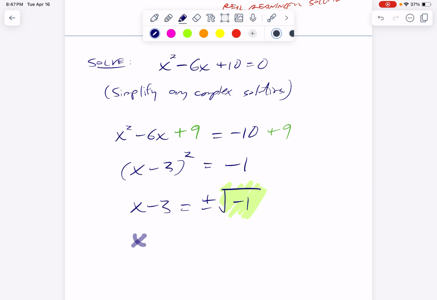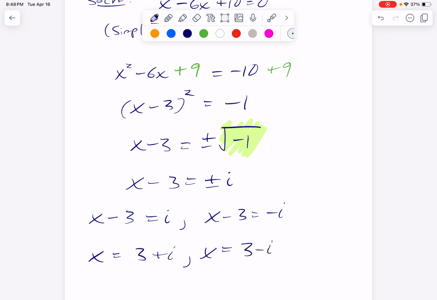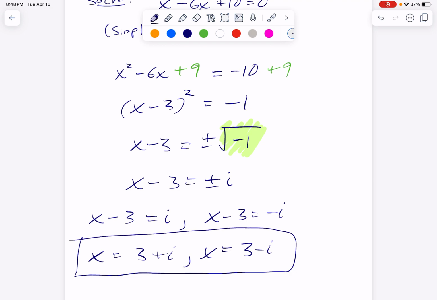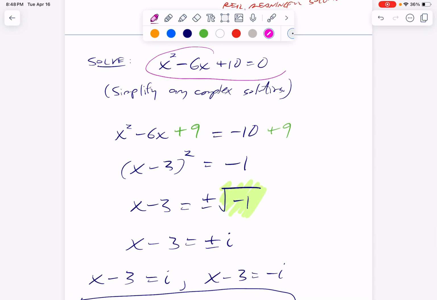We can say, all right, well, I have a name for that. I'll just call this i. And technically, there's a positive version of i and also a negative version of i. So maybe x minus 3 is i. Maybe x minus 3 is negative i. So maybe x is 3 plus i. Maybe x is 3 minus i. So these are the complex solutions. There is no real number that makes this original equation true, but there are complex numbers that make it true.